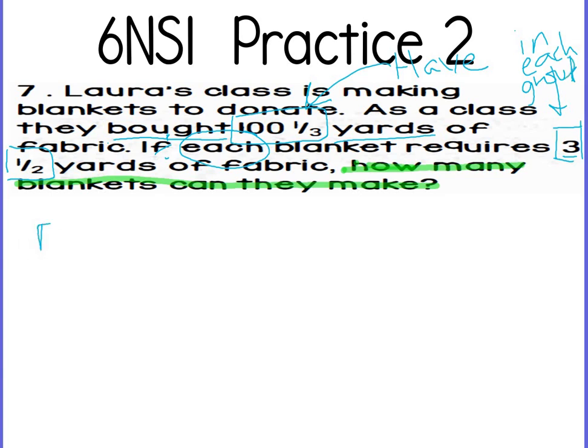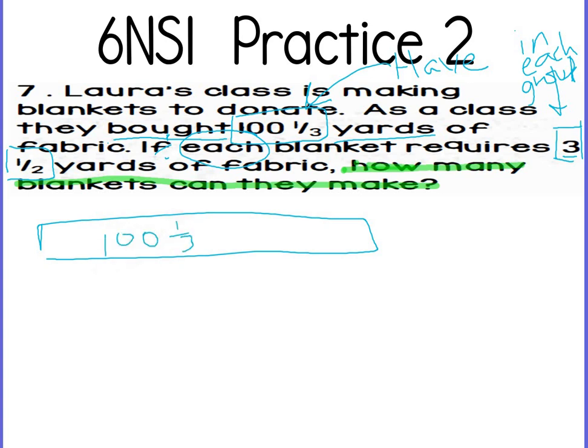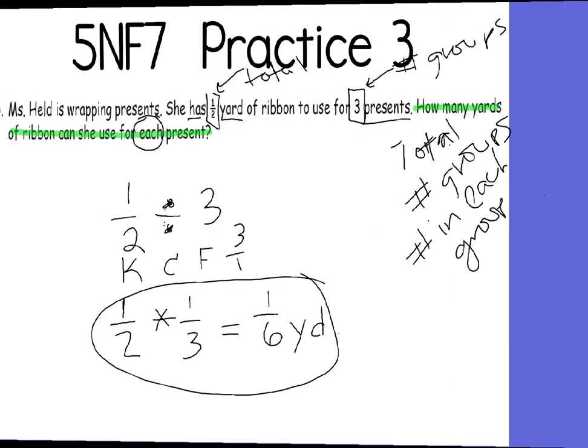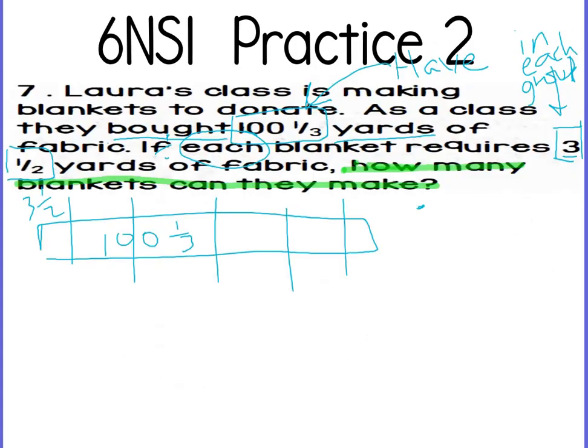Imagine this is basically like a football field's worth of fabric that they bought, and they're taking that 100 1/3 yards and cutting it into groups of 3.5. Which tells me that I am correct in saying that I'm using division. Not sure how I did that, but that was kind of cool looking. All right, division.